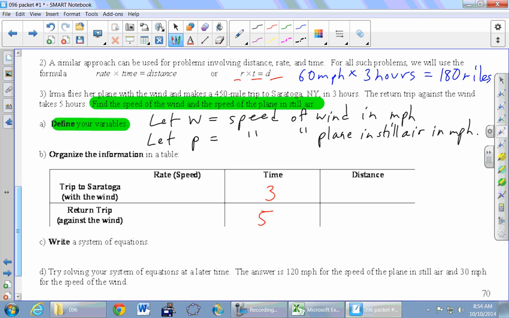Let's jump to the last column. Distance between Saratoga and wherever we start this trip. How long was it? 450 miles. How about the distance of the return trip? It's the same thing. It's also 450, but we need to make sure we use that 450 twice.